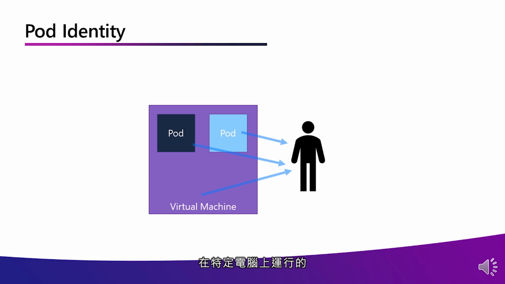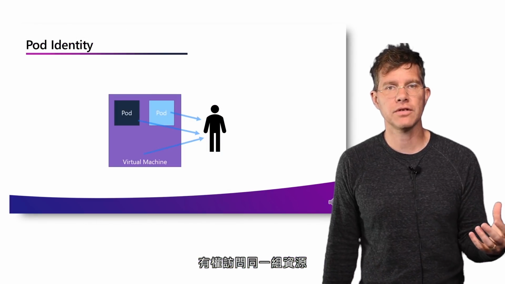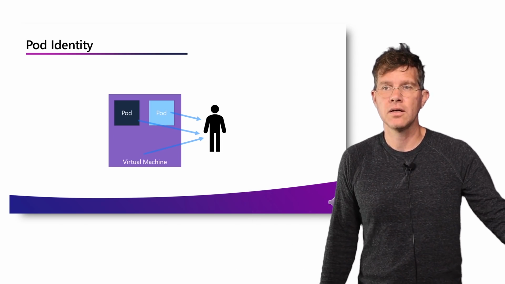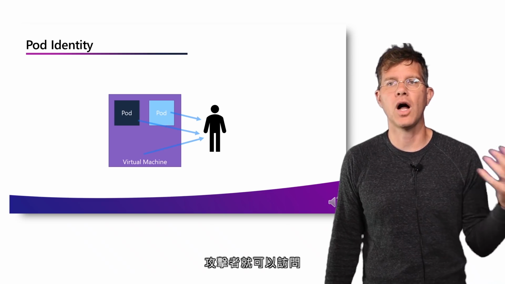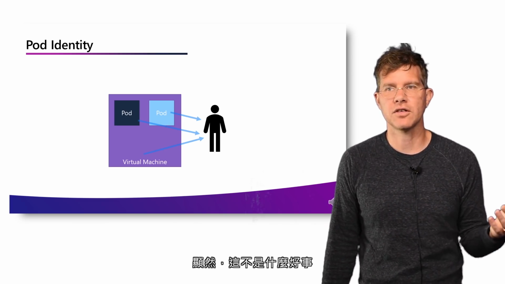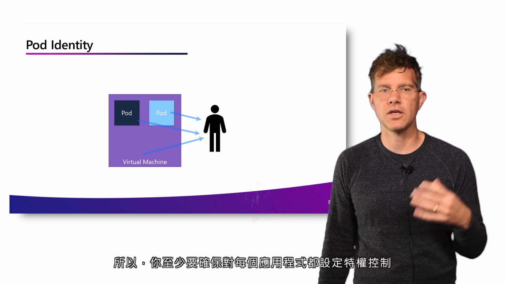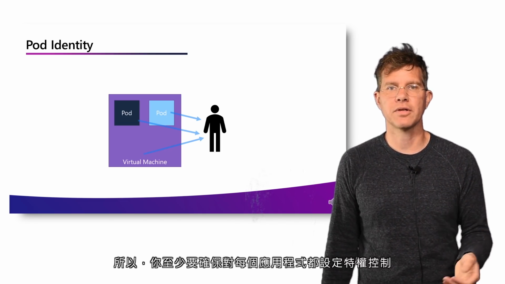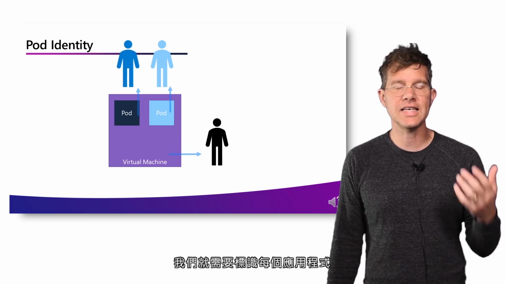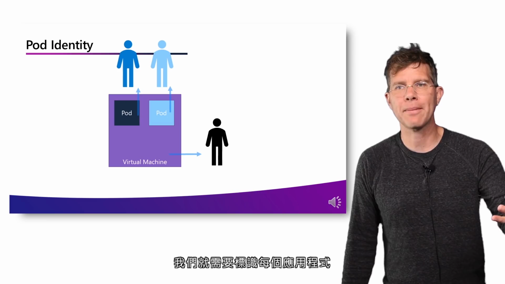Every single application that runs on a particular machine has to have access to the same set of resources, which means also that if a particular container gets exploited, the attacker has access to all of the possible resources that happen to be running on the machine. This is clearly not a great situation because you want to make sure that you have least privileges for every single application. To fix this, what we do is we introduce the idea of an identity per application.